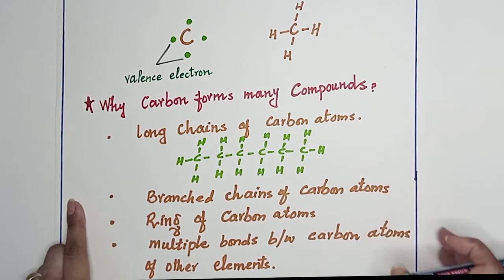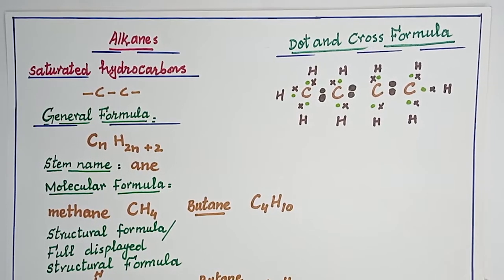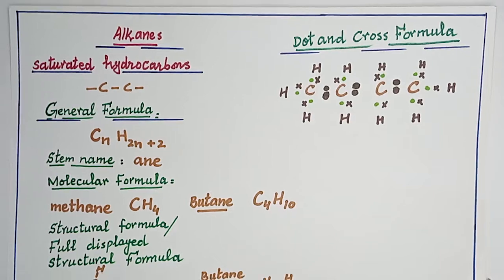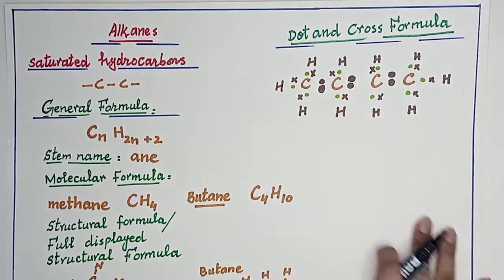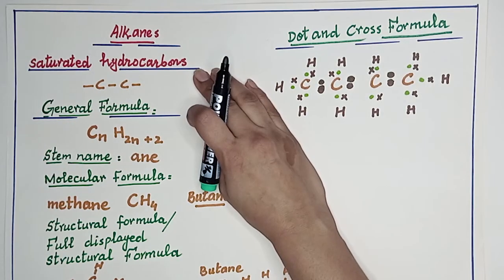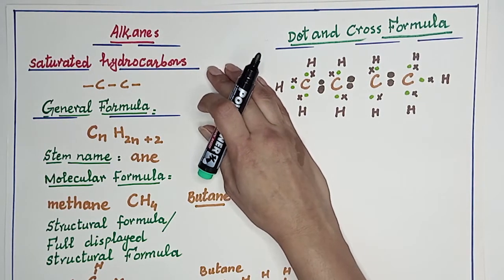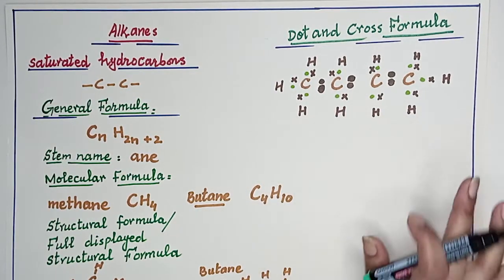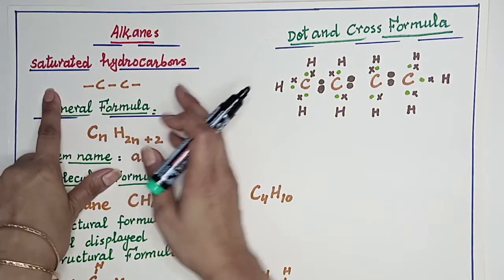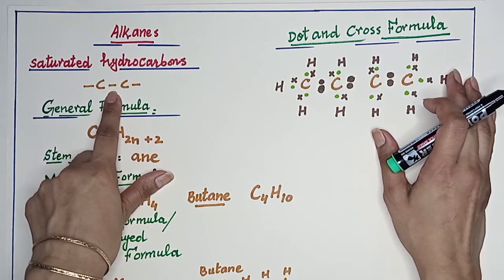So we are going to discuss first the alkanes, the first homologous series. The carbon containing compounds are basically considered and come under organic chemistry. So alkanes are the saturated hydrocarbons. What does hydrocarbon mean? Hydrocarbon means the compounds which contain only carbon and hydrogen, and saturated means it is going to form carbon-carbon single bonds.